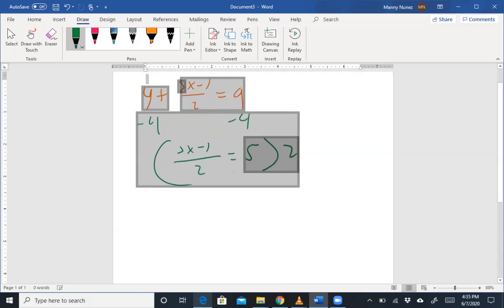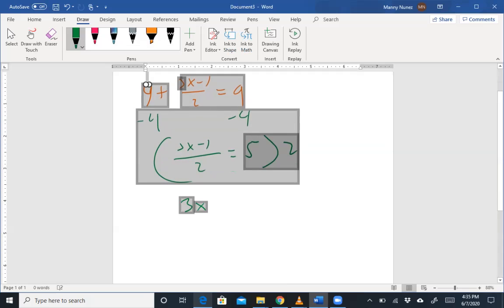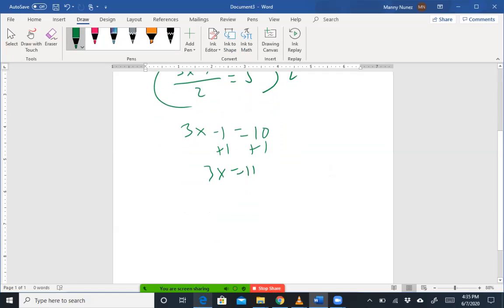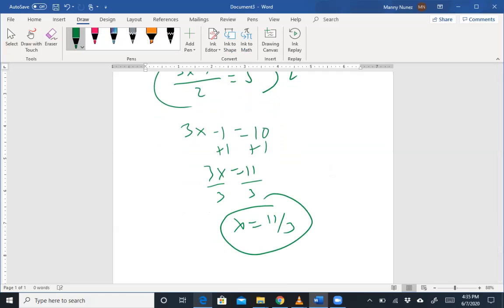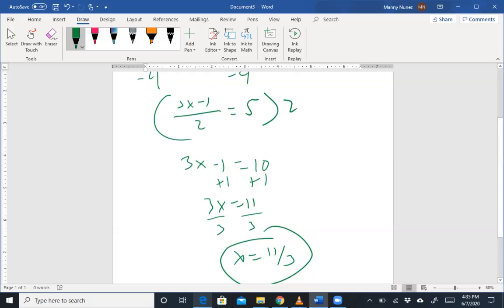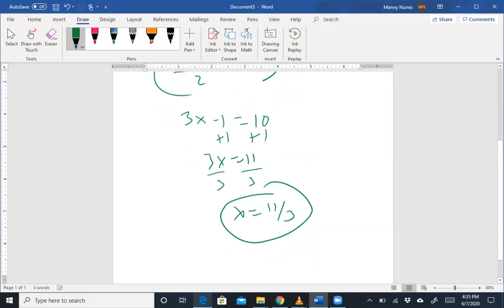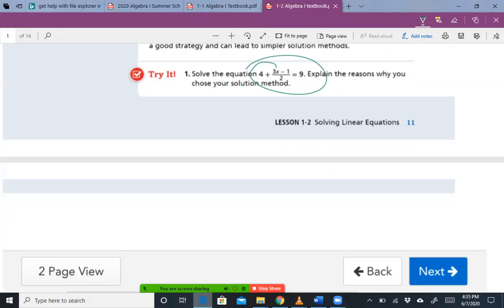Okay, so now I have 3x minus 1 is equal to 10. Now the fraction goes bye-bye. So now my next step is I'm going to add 1 to both sides. 3x equals 11. You can leave your answer as a fraction if you want. Divide both sides by 3. X equals 11 over 3. That's it. You're done. Not difficult. You need to work backwards. Very important that you work backwards. Okay, here we go. Moving on.